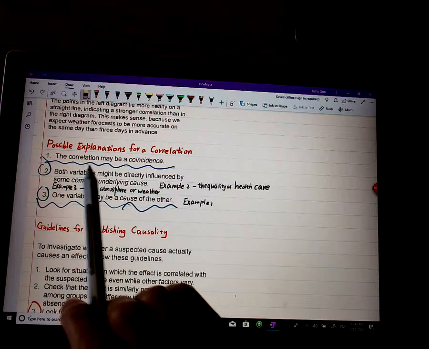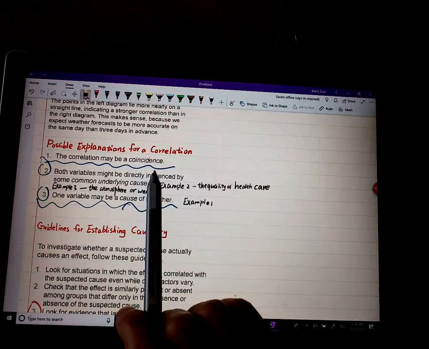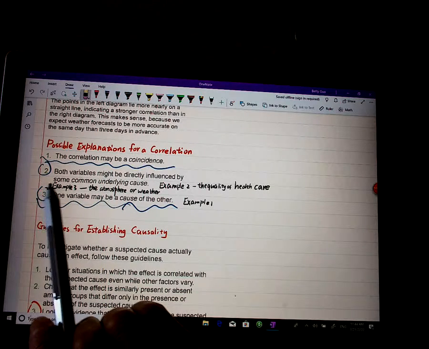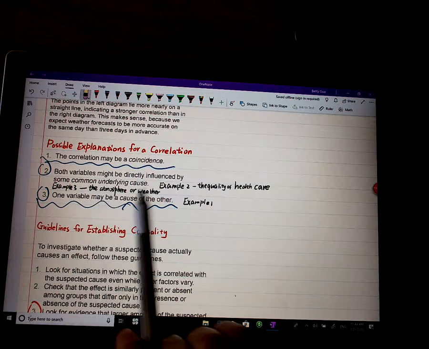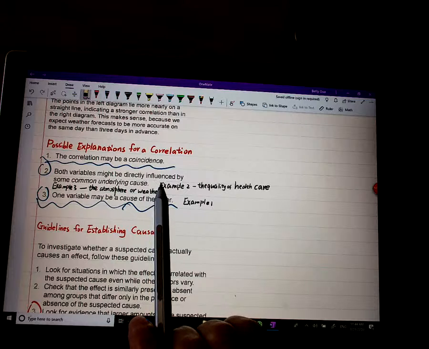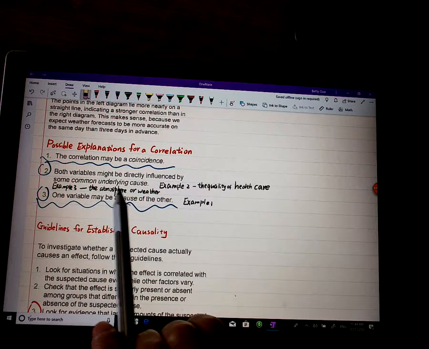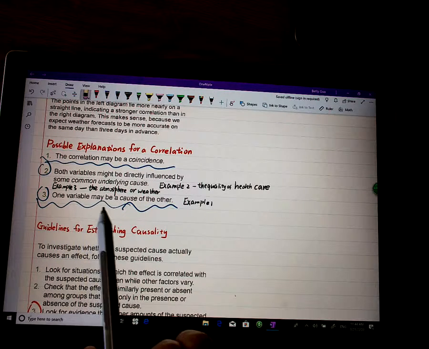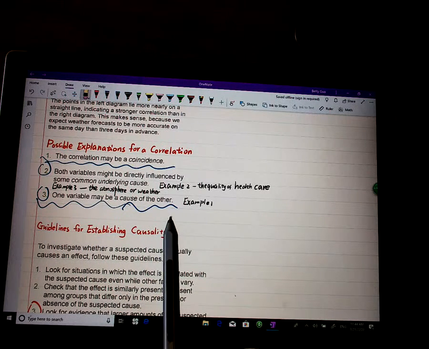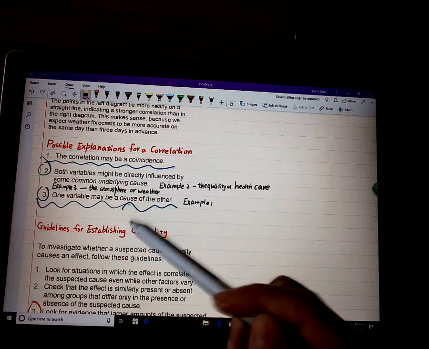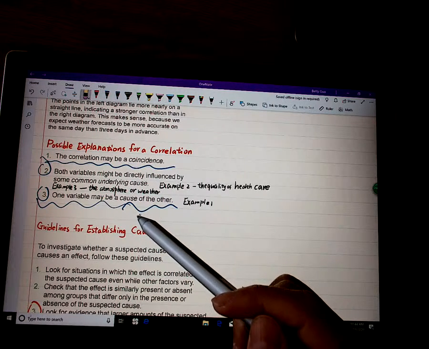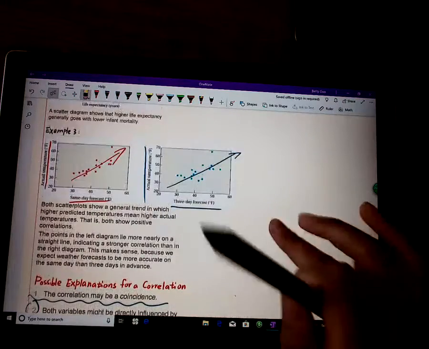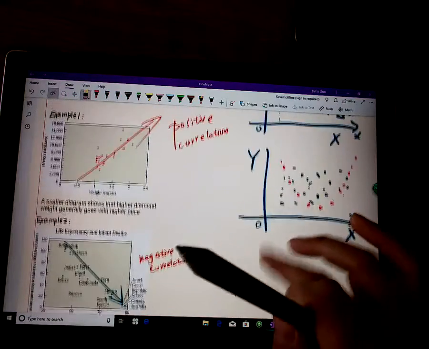Number 1, the correlation may be a coincidence. That's possible if your sample is not good enough. Number 2, both variables might be directly influenced by some common underlying cause. Number 3, one variable may be a cause of the other. All right, so look at those 3 possible explanations for a correlation, and then let's go back. Example 1, 2, and 3.